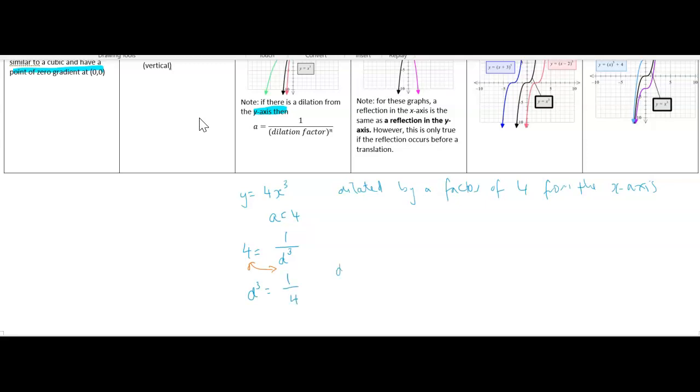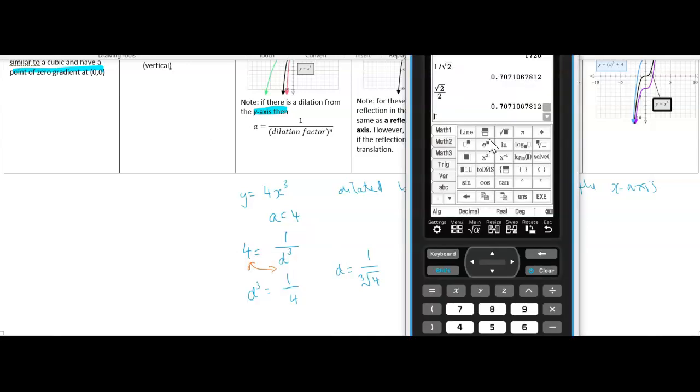And then to get D on its own, we're going to take the cubed root of both 1 and 4. Cubed root of 1 is just 1. And then we've got the cubed root of 4. And we can just leave it like that. I'm not going to bother changing the denominator. All right, so 1 over, now a cubed root. So there you can see 0.629. I think we did have 0.63, wasn't it?